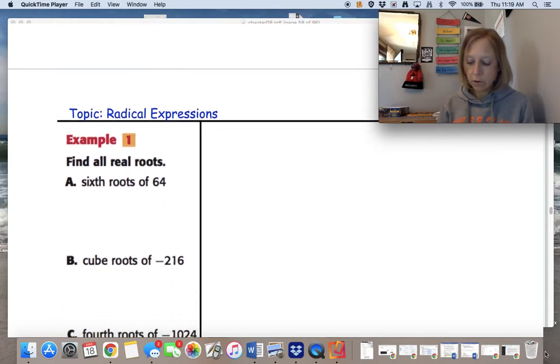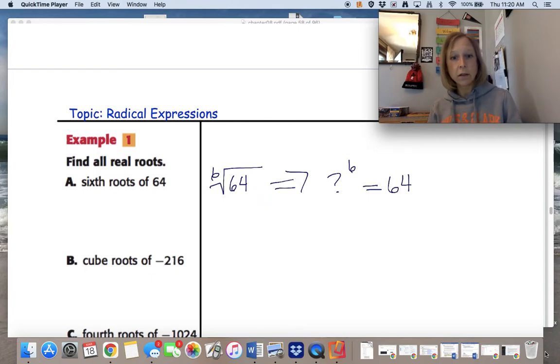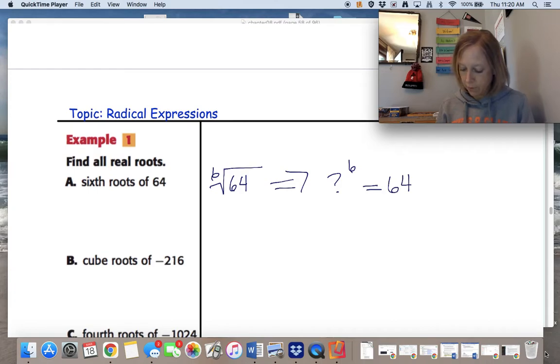The first thing we're going to be asked to find is all the 6th roots of 64. The way I would write this is the 6th root of 64. What this means is I need to find what to the 6th power equals 64. So go ahead, try a few things in your calculator, see what you come up with. And it's 2 to the 6th power equals 64. So this is equal to 2.